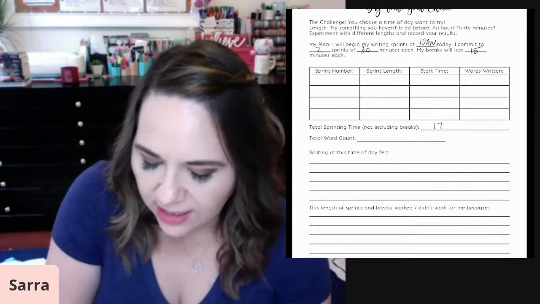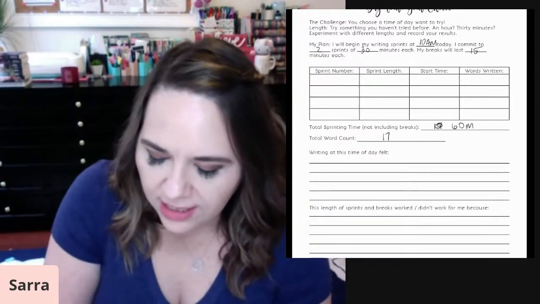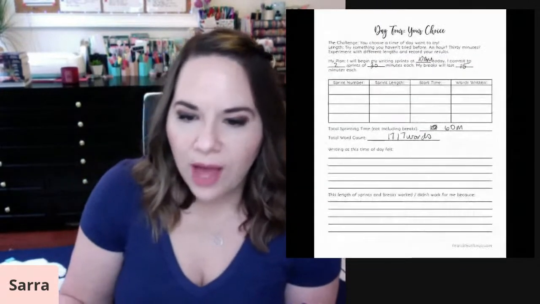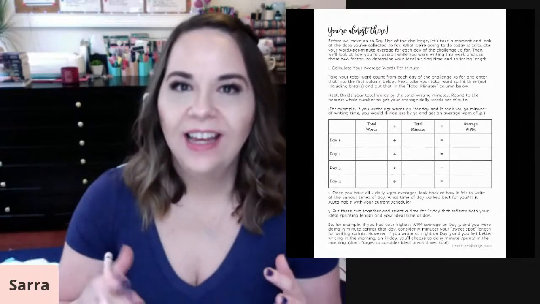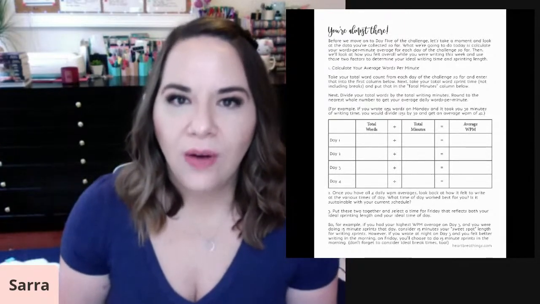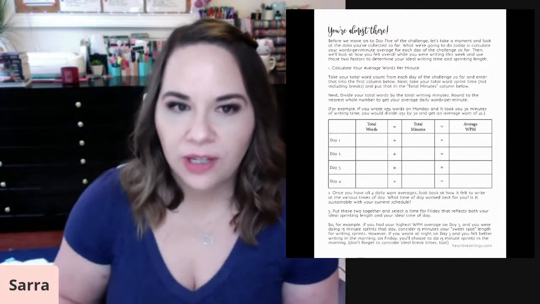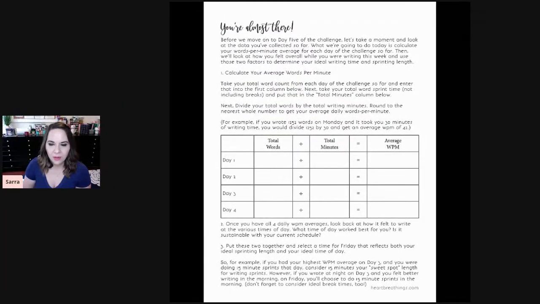And let's say today I got a total of 60 minutes of sprinting time, and 17 words. So you're keeping track of all that data throughout. Now, what we're going to talk about today is how you take all that data and you figure out your sweet spot or your words per minute, which is really going to help you. So words per minute, let me see if I can make this a little bigger.